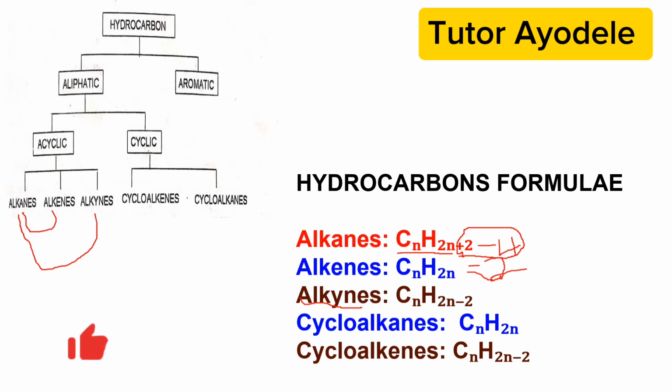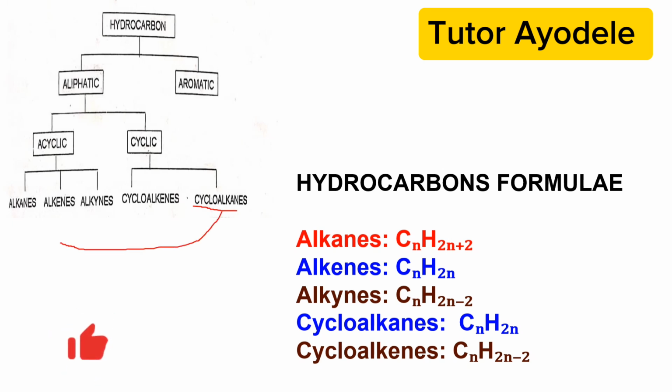Take note of this thing. If I'm considering the cyclo form of alkanes, I will come to alkanes and subtract 2 again from the formula of alkane. It will be plus 2 minus 2, so it will cancel out, and I'll be left with CnH2n. So that is the formula for cycloalkanes.